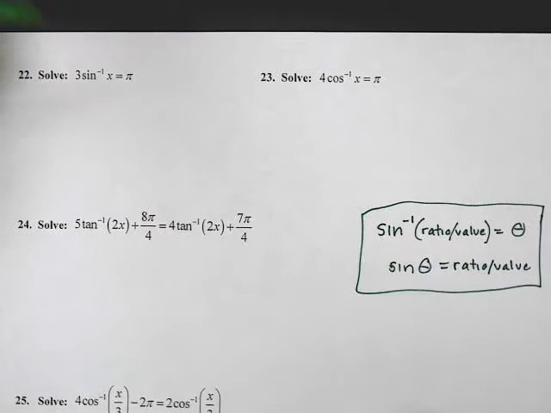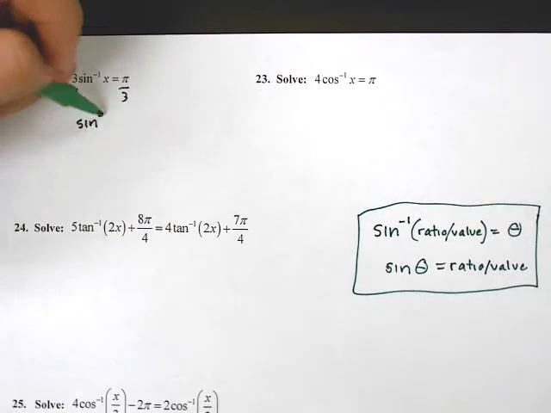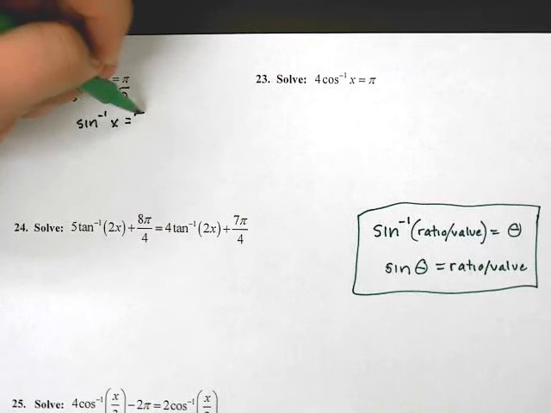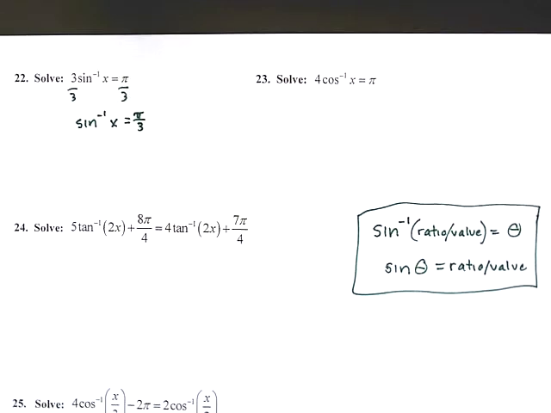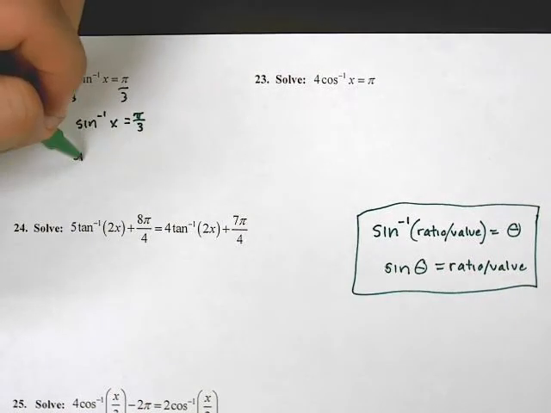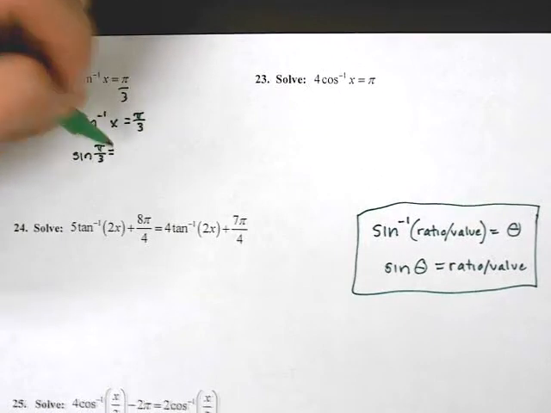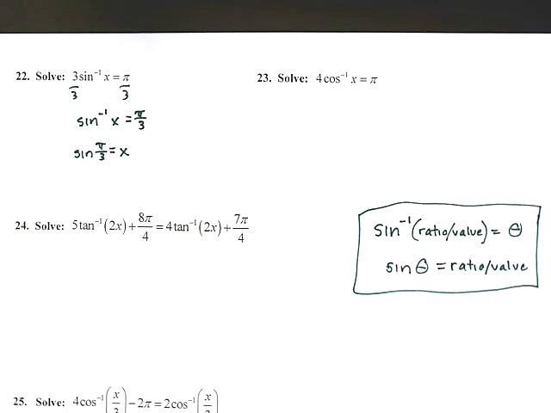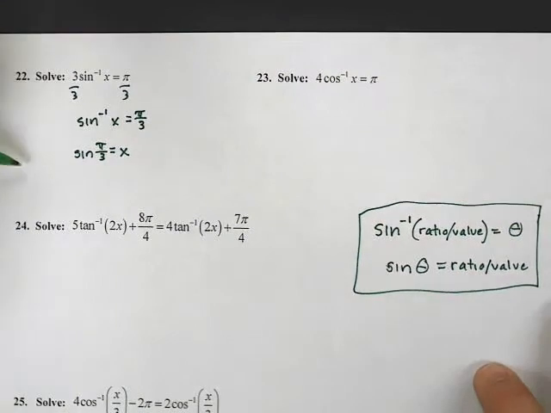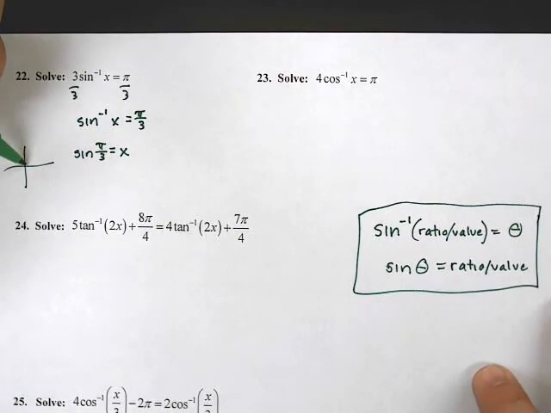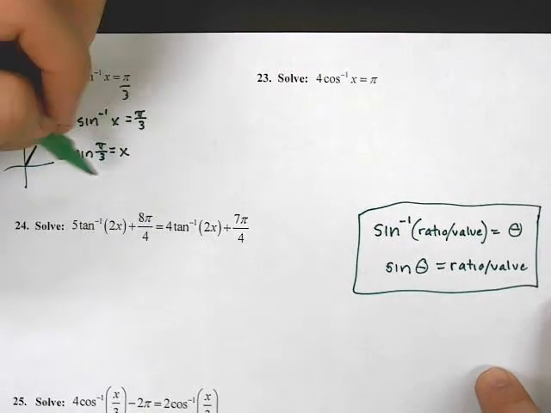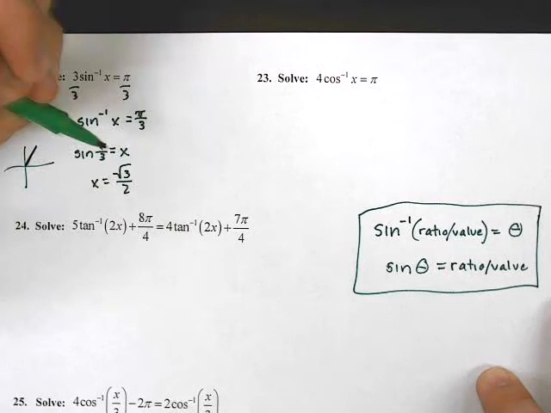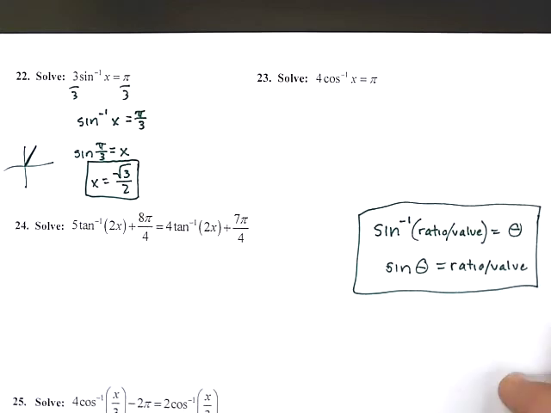What I mean by that is I want to get this inverse sine of x alone, first by dividing by 3, because now I have inverse sine of some value is equal to pi over 3. And what did we just say we could do? We can rewrite this as sine of the angle equals that value. So now, pi over 3, I could draw a little sketch if we need it. Pi over 3 would be up here, and I want the sine. I wanted the y value, so x is equal to root 3 over 2.